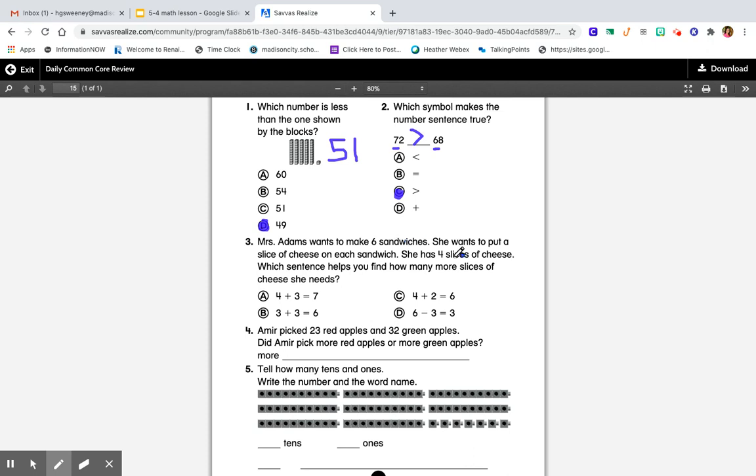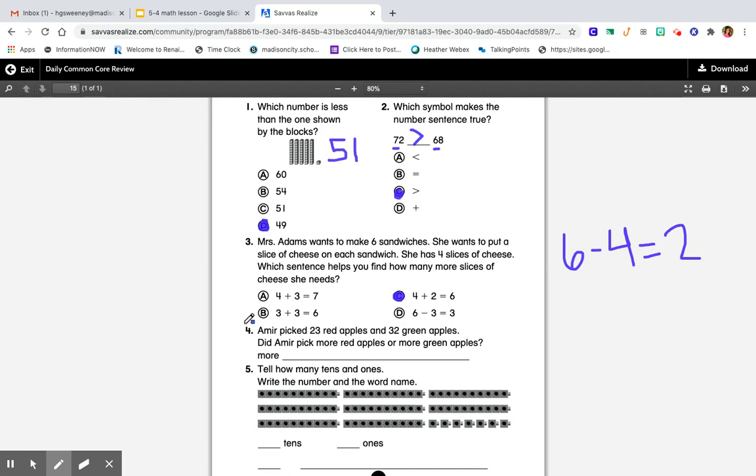So I know in order to find out how many more she needs, I'm going to have to say 6 sandwiches minus the 4 slices she has equals she needs 2 more. So which one of these sentences could help me to figure that out? Well, I see C has 4 plus 2, so the 2 parts equals 6. So 4 cheese slices plus 2 more slices will give me the 6 slices that I need for all of my sandwiches. Now, number 4.